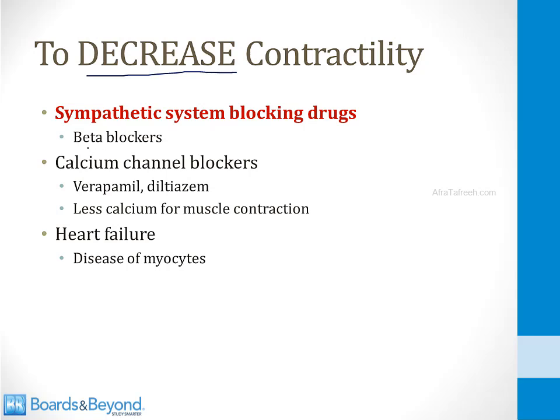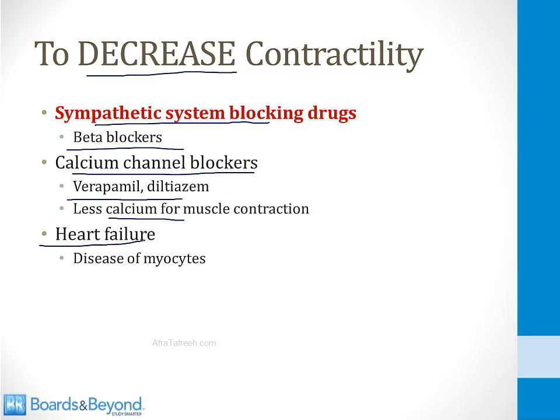So the main mechanism of sympathetic nervous system blocking drugs like beta blockers on the heart is to decrease contractility and also heart rate, which we'll talk about in a minute. Some calcium channel blockers, especially verapamil and diltiazem, also affect contractility. They lead to less calcium being pulled into myocytes, and therefore there's less calcium available for muscle contraction and decreased contractility. And then finally, heart failure, especially systolic heart failure, is a disease of myocytes that results in decreased contractility. That's the defining characteristic of the disease.